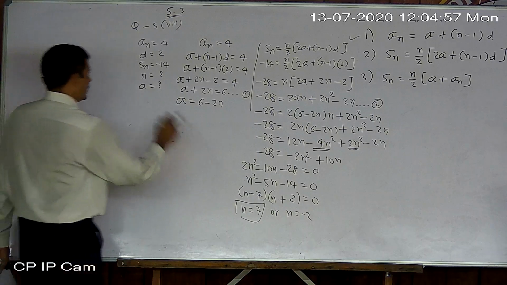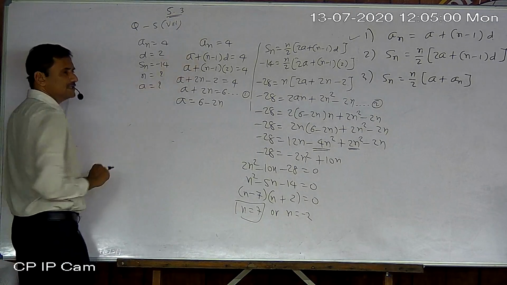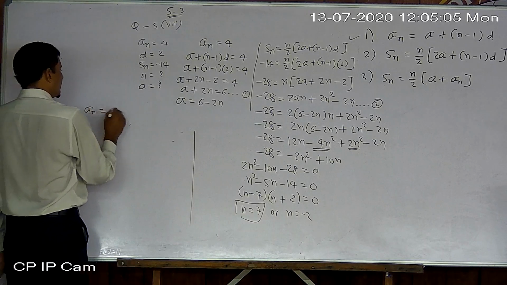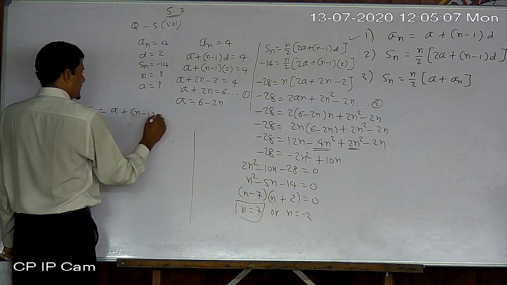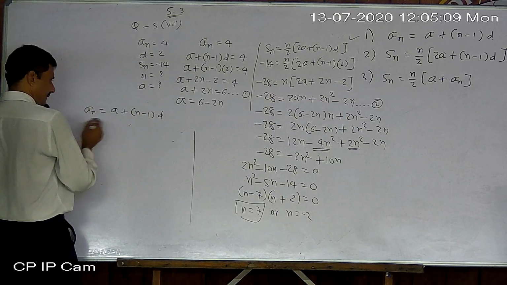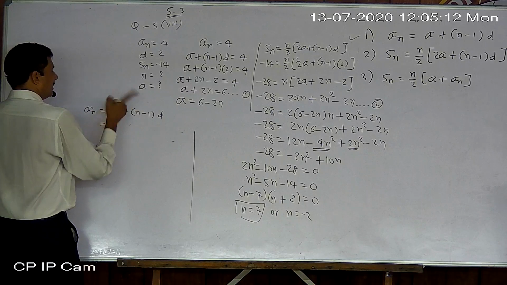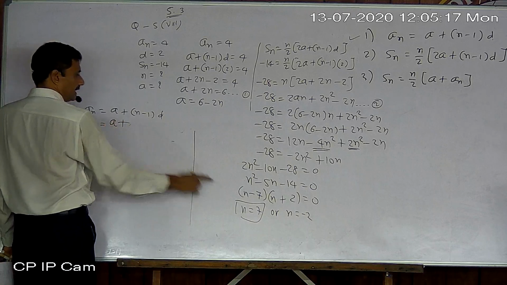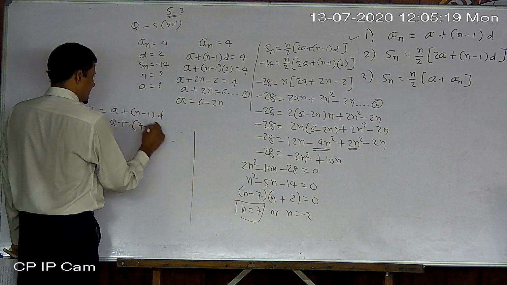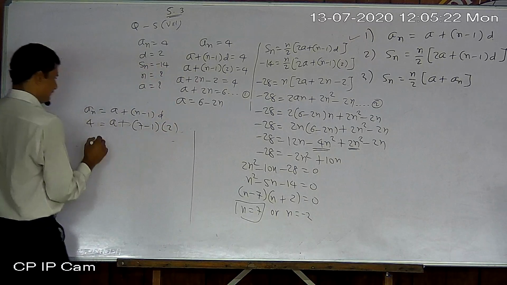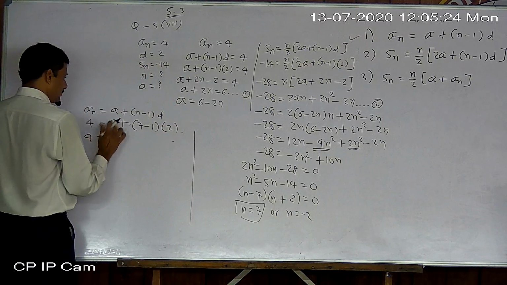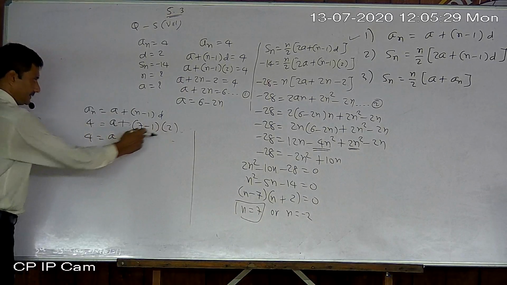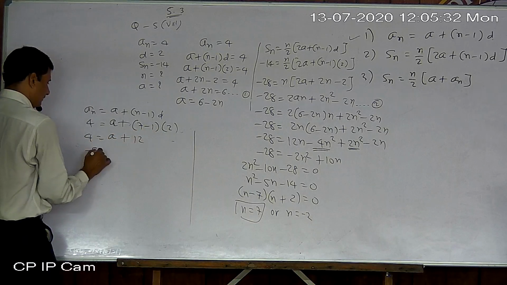Okay? Now the second one will be very easy. Just use the first one because we got n. So using the first, an equal to a plus n minus 1 d. So write down a n, 4. a n is 4. a is not given. n is 7, so 7 minus 1 into d, which is 2. Okay. So 4 equal to a plus 6 into 2, that is 12. So 4 minus 12 is minus 8.